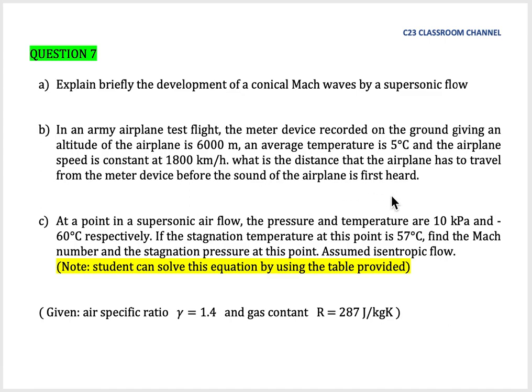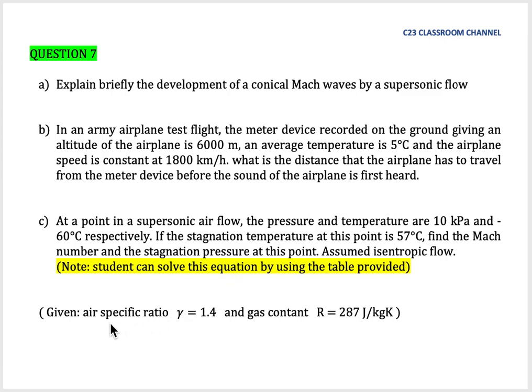C. At a point in a supersonic airflow, the pressure and the temperature are 10 kilopascal and minus 60 degrees Celsius respectively. If the stagnation temperature at this point is 57 degrees Celsius, find the Mach number and the stagnation pressure at this point. Assume it is isentropic flow. Students also can use a table provided to solve this problem.